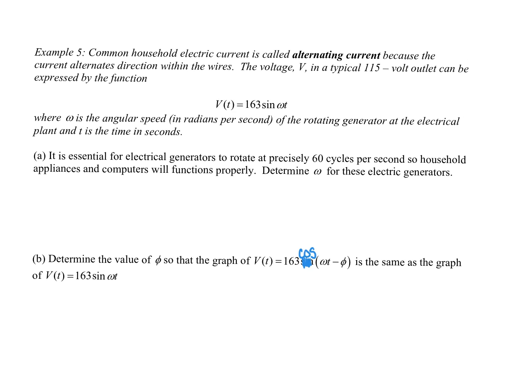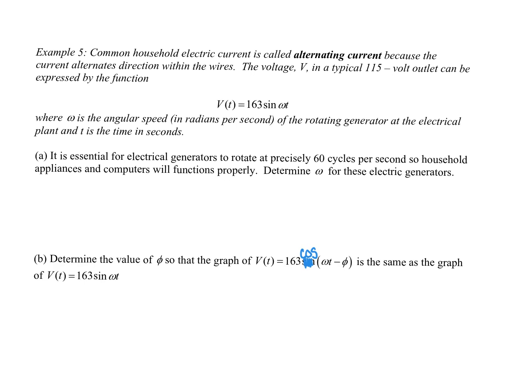It says a common household electrical circuit is called an alternating circuit because current alternates in directions within the wires. So it goes one way across the wire and back the other way. The voltage V in a typical 115 volt outlet can be expressed by this function right here. That W thing, remember, is called omega, where omega is the angular speed in radians per second of the rotating generator at the electrical plant, and T is the time.